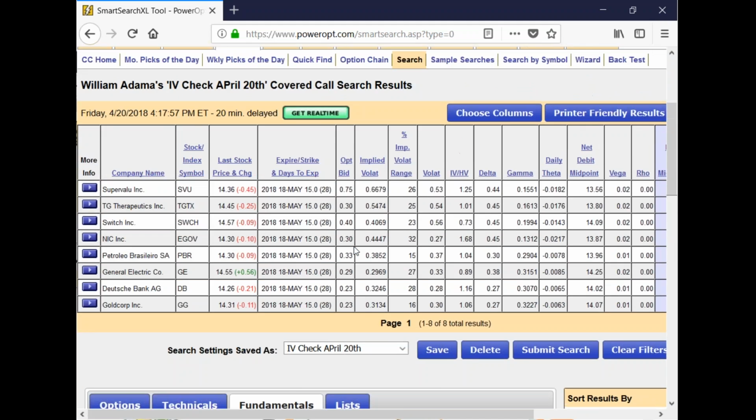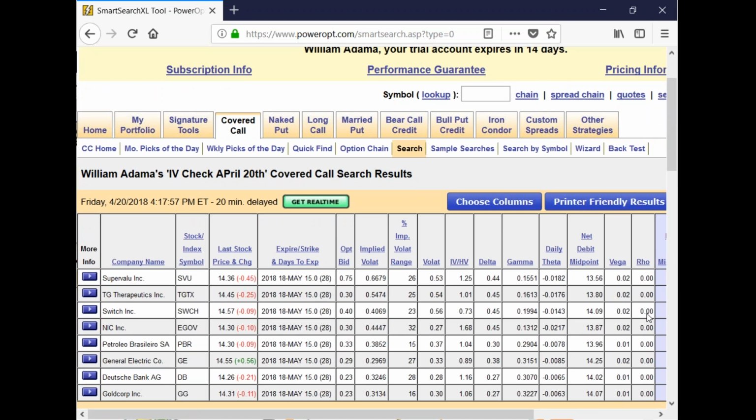And then what I did, as you can do with any strategy, is I used the Choose Columns feature here to select the data that John was interested in: implied volatility, percent implied volatility range, volatility of the stock, ratio, delta, gamma, daily theta, and so forth. Vega, up, and rho. They're supposed to be over there further, but they're not. Why am I doing this? Let's take a look at the results here real quick.